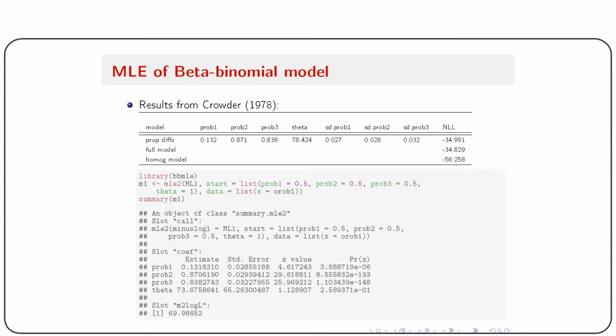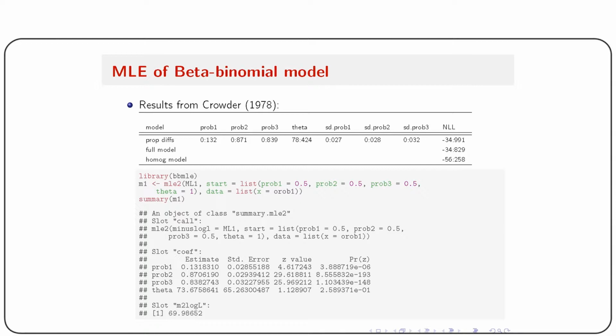So the results from Crowder 1978 are given here: prob1 to prob3, theta, the standard deviations of prob1, prob2, prob3, and NLL, the negative log likelihood, for the full model, the prob-difference model and the homogeneous model. And now we'll fit that with the mle2 function: load library bbmle, and then m1 equals mle2(ml1.